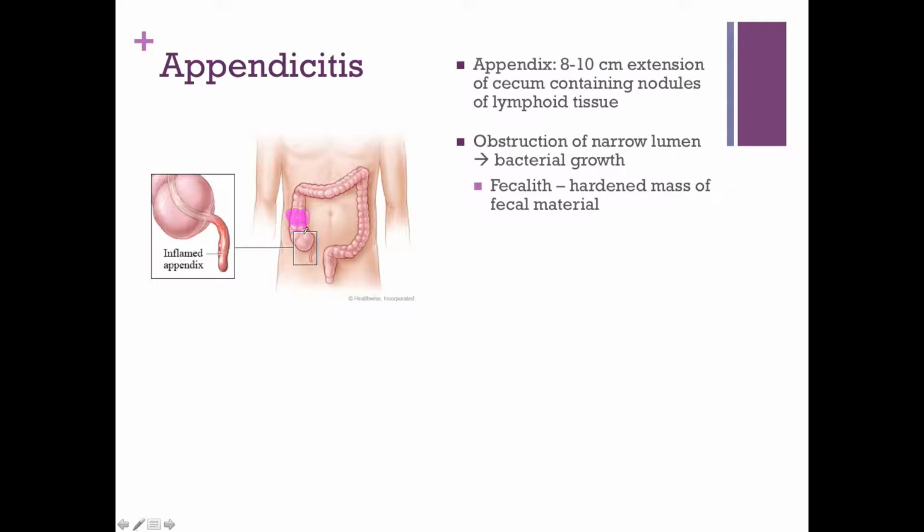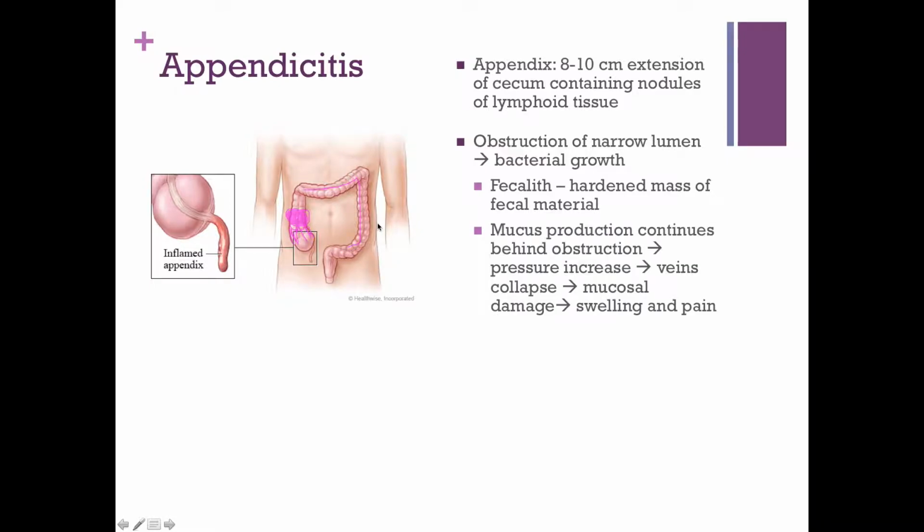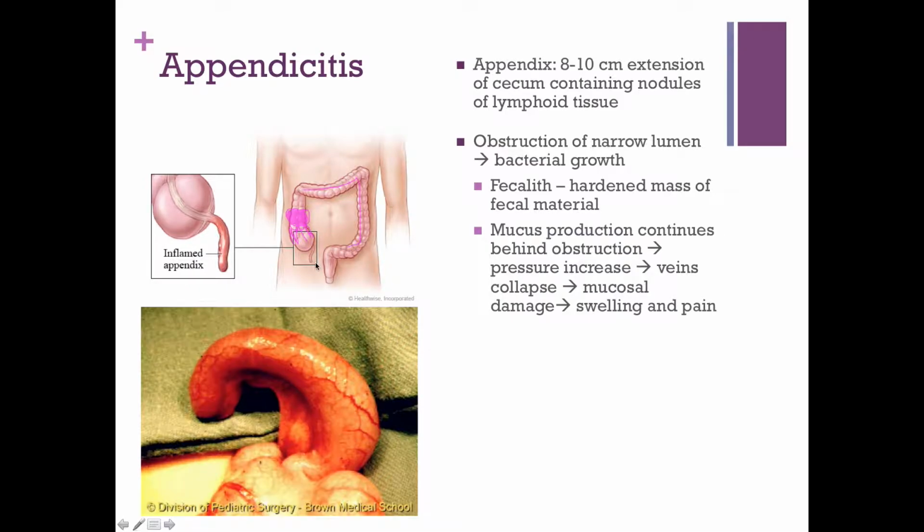So imagine that the colon is still going to keep trying to push everything on because it wants to move it out of the body. So this is going to keep pushing and pushing and pushing, and the muscles are going to keep contracting and contracting. The cells behind those goblet cells, they're going to make more and more mucus to try to lubricate this pathway to move this piece of fecalith out of the way. So the pressure goes up and up and up. Eventually, the veins collapse, there's damage to the mucosal layers, and then it starts to back up to the appendix, and there's a huge amount of swelling and pain.